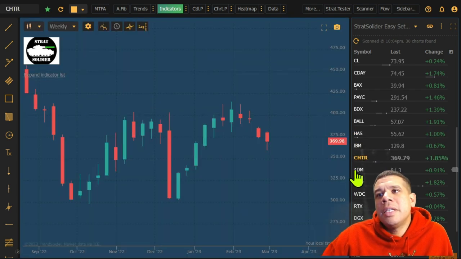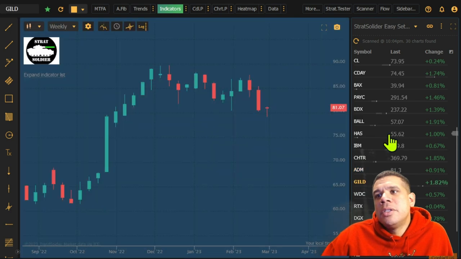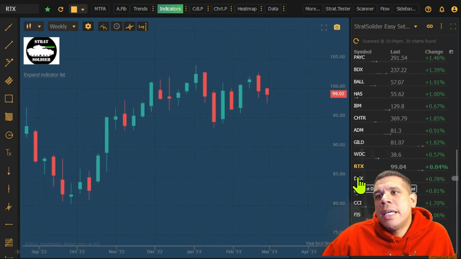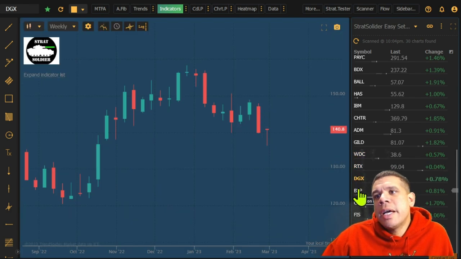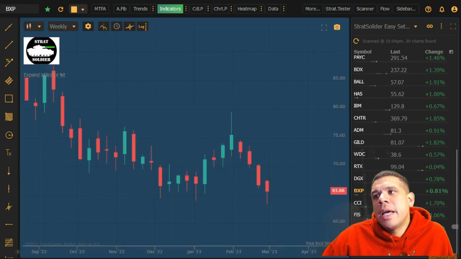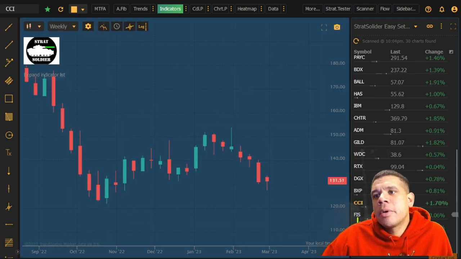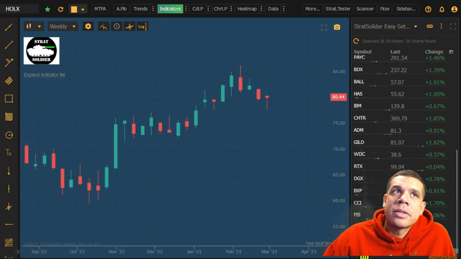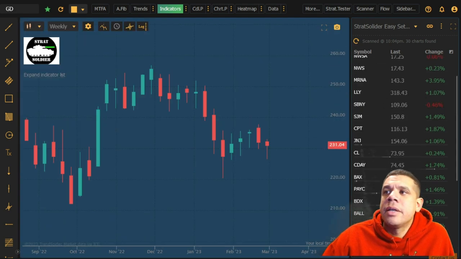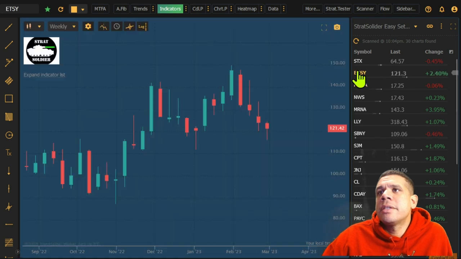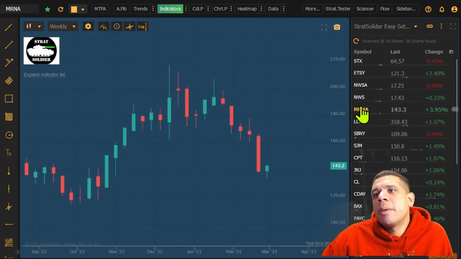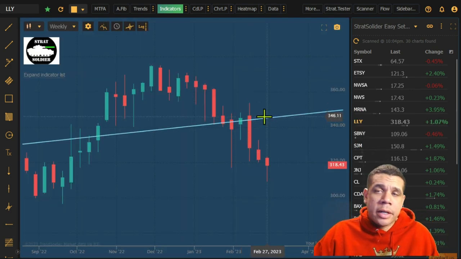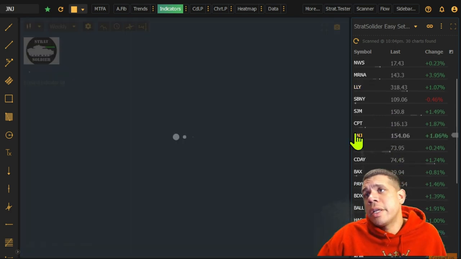IBM, CHTR, ADM, Guild, Western Digital, RTX hammer, DGX hammer, BXP hammer, CCI hammer, FIS hammer, IFF, HOLX. GD hammer, Etsy hammer, Marna hammer, green, Lily. There's a lot of good ones in there. That's 30 stocks.